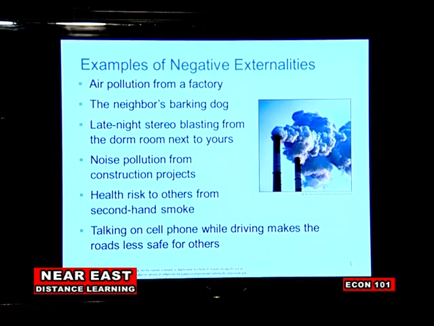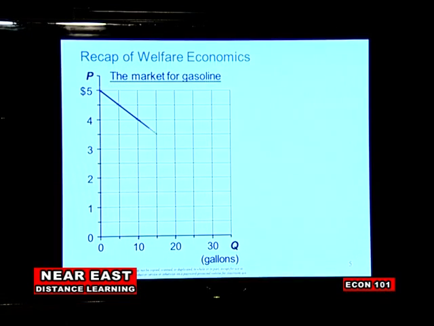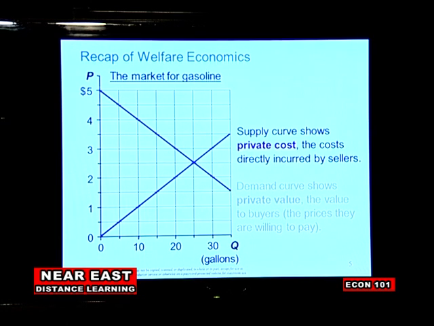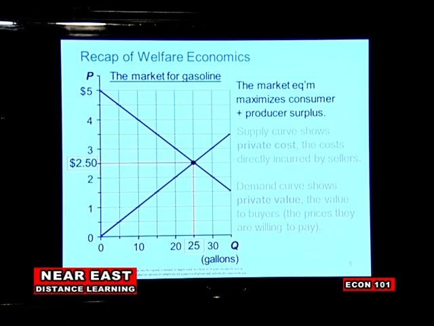Talking on a cell phone while driving makes the roads less safe for others. Let's look at the recap of welfare economics. This is the negative externality effect on the market for gasoline. We have the demand curve, which we call private value, and the supply curve, which shows private cost.